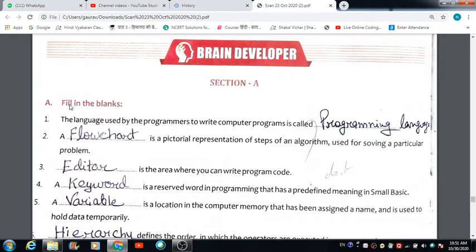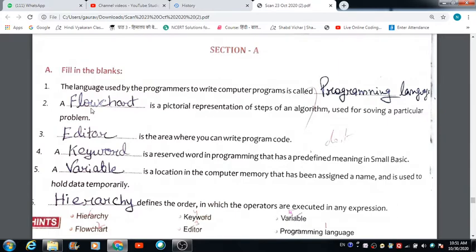Section A, Part A, fill in the blanks. These are the answers. Programming language, this is flowchart. This one is editor, then keyword, it is variable, hierarchy.